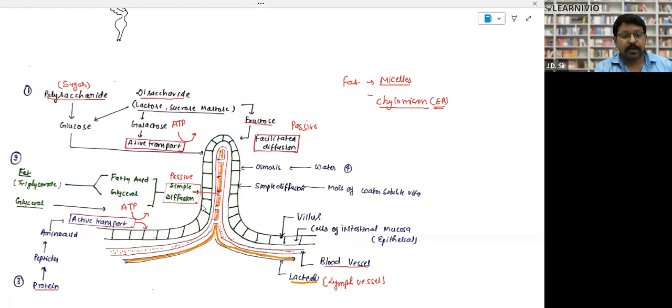This is villi, right? We write it like villi, but we call it villi. Got it? Initiate it like villi. Okay, yes, sir. Fine. So please note down.